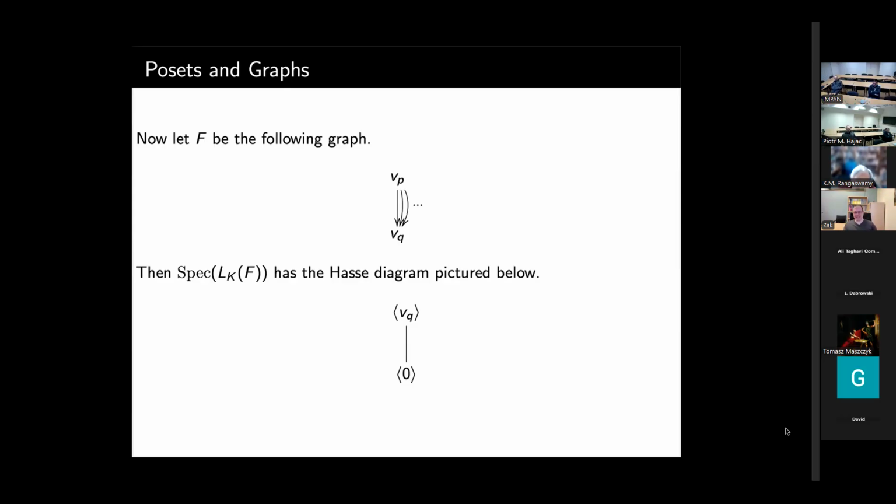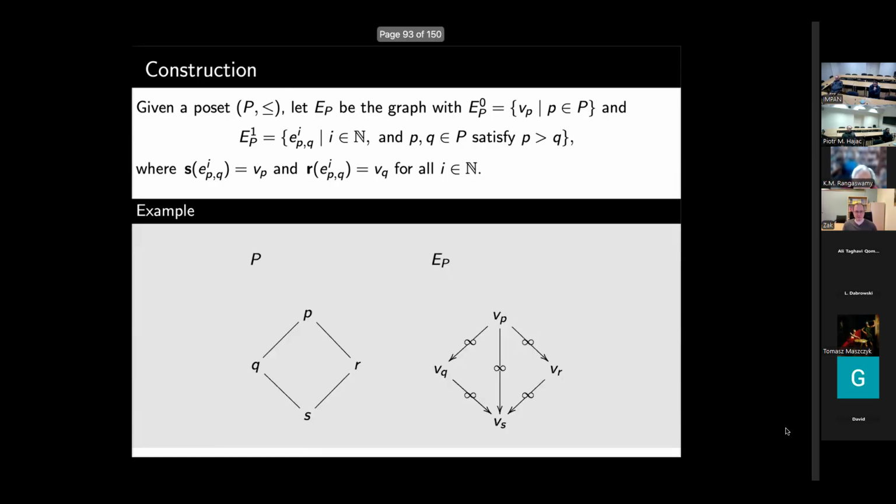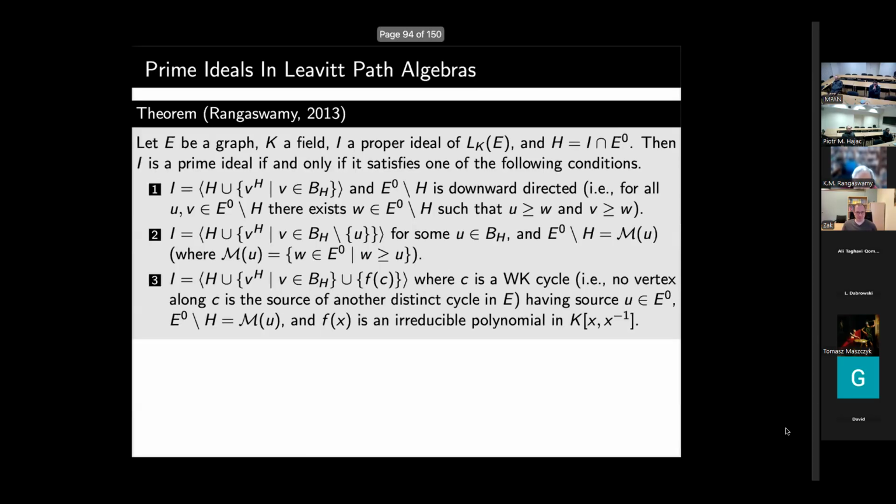So let's take this construction and see how far it goes, right? So it works on this graph, on this partially ordered set with 2 points. Does it work on every partially ordered set? Let's try it. So for every partially ordered set, we're going to define this graph E_P. Again, we put in a vertex for every point, and then we put in infinitely many edges between every pair of vertices that come from a related pair of points. So pictorially, this is what it looks like. Does it work in general?